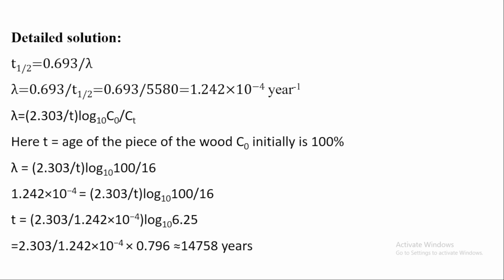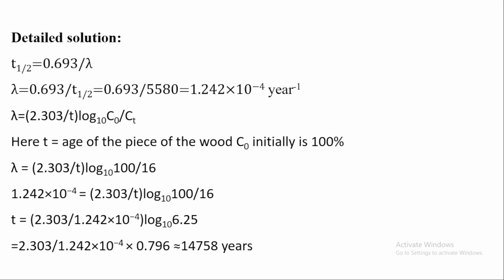You have the T half given. So decay constant will be equal to 0.693 divided by T half. So 0.693 divided by 5580 years. 5580 years is the half-life of this carbon element. It will be equal to 1.242 into 10 raised to the power of minus 4 per year. So the value of lambda is 1.242 into 10 raised to the power of minus 4.